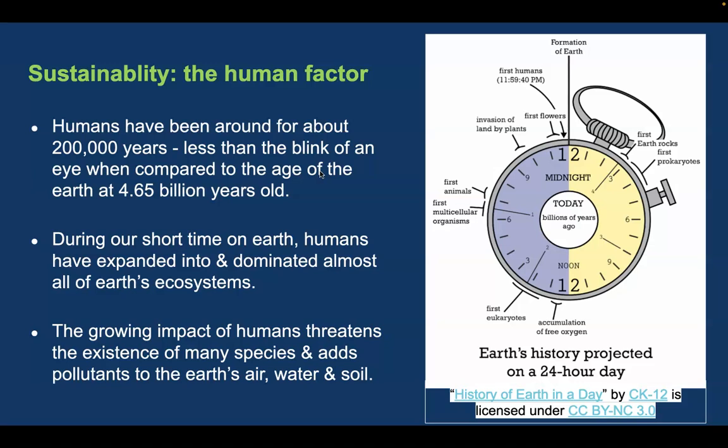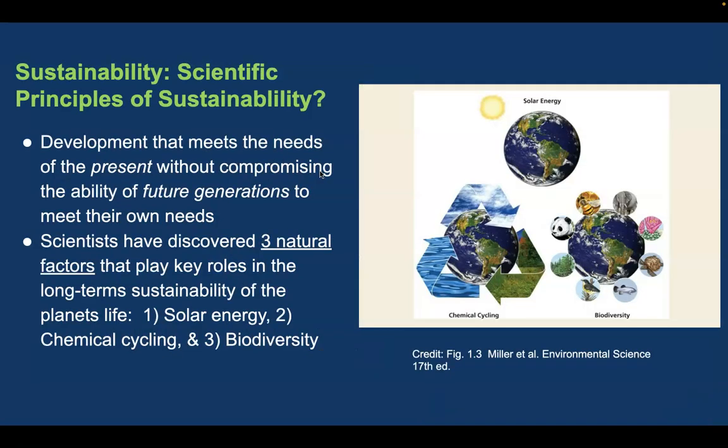But during our short time on Earth, humans have expanded into and dominated almost all of Earth's ecosystems. Over all of the species, our single species is the one to have the largest impact on Earth's ecosystems. The growing impact of humans threatens the existence of many species and adds pollutants to the Earth's air, water, and soil that are impacting all of Earth's ecosystems. And so when we talk about sustainability, we are talking about including this human factor.